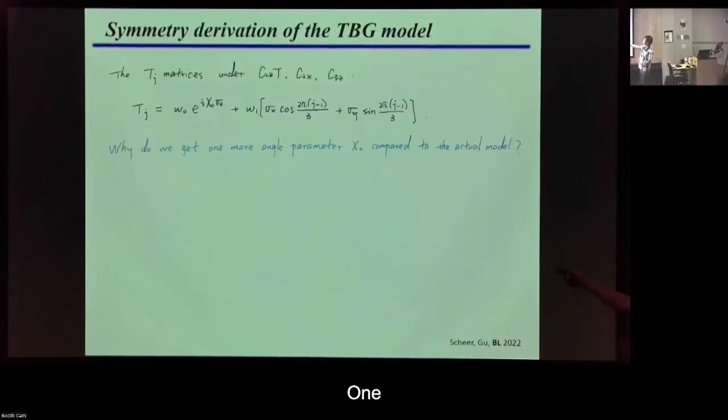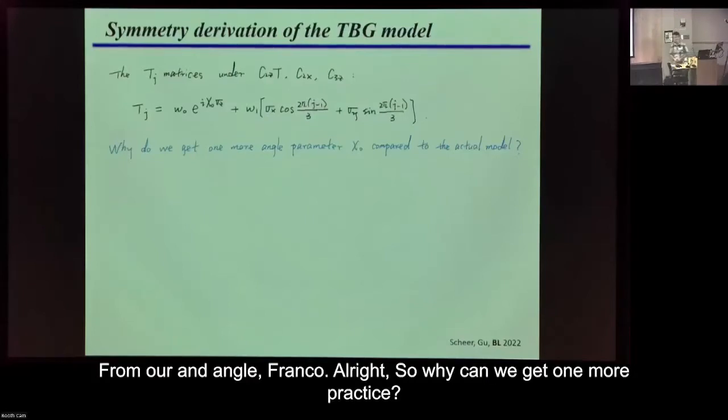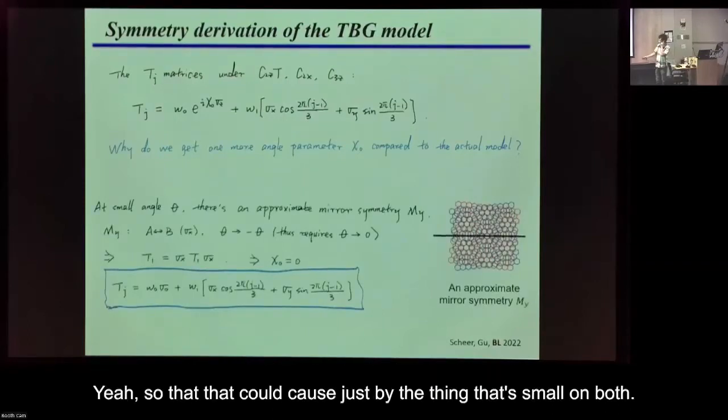Yeah, but if you compare with the TDG model, we actually find there's an additional chi zero angle operator from our angle parameter from our symmetry analysis. So why do we get one more parameter? Yeah, that's actually because it's a little bit tricky.